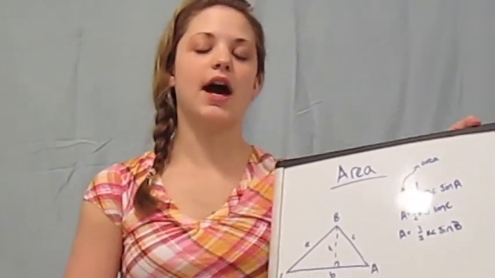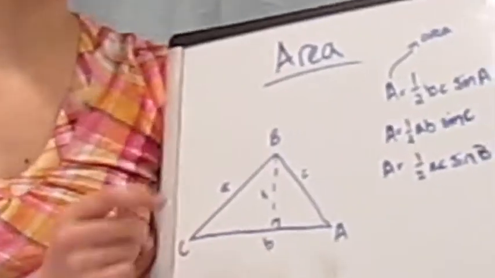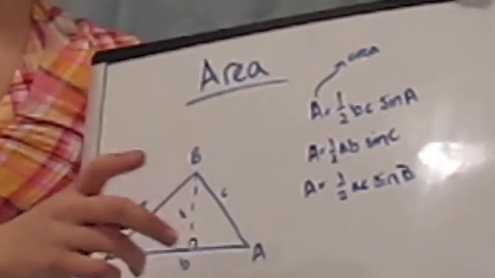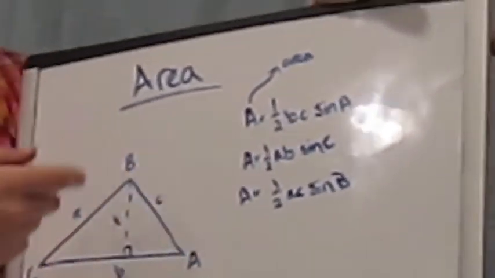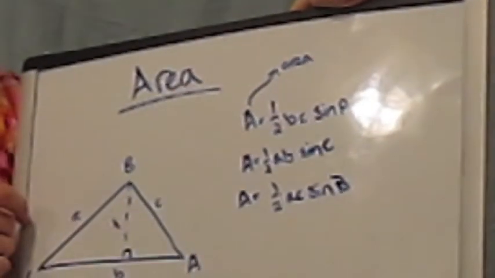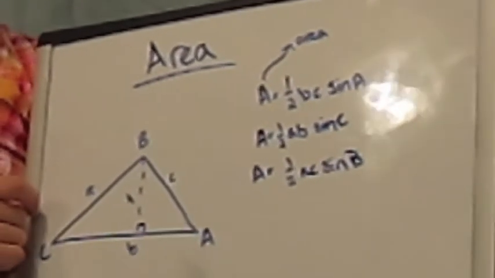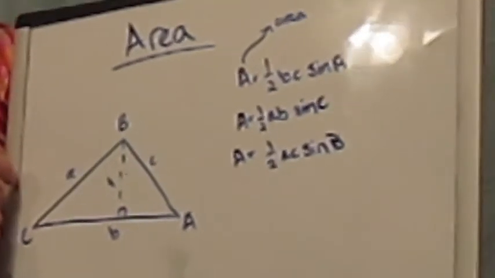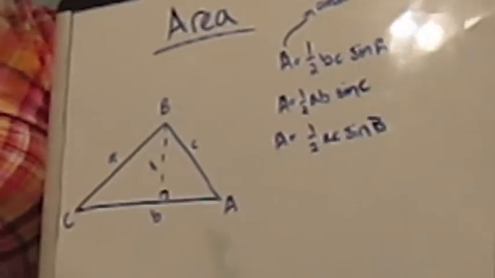Next we're going to learn how to find the area of a triangle with two sides and an angle opposite of those sides. We have three formulas for the different combinations you can have. The first is area equals 1/2 of B times C times the sine of A. Or area equals 1/2 of A times B times the sine of C. Or area equals 1/2 of A times C times the sine of B.